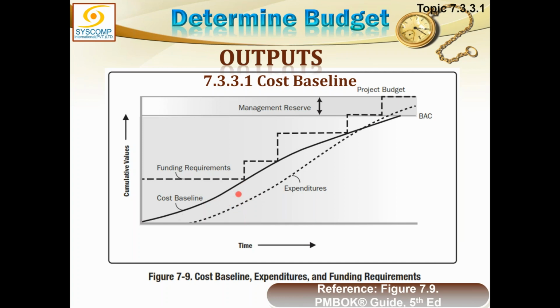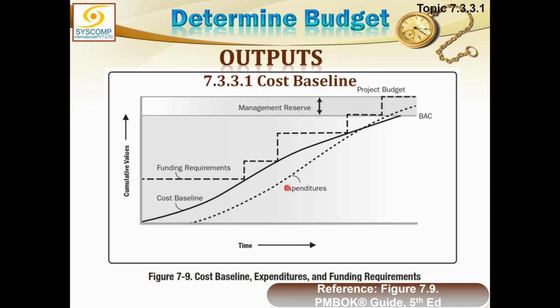One line is the cost baseline. In addition to the cost baseline, there will be 2 lines running. One would show the earned value, how much work has been done, and another line would be the actual cost, that is how much money has been spent.